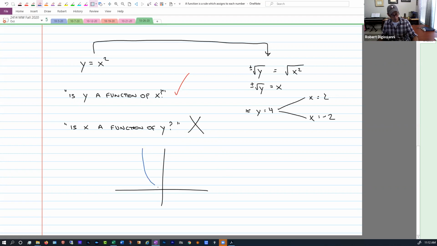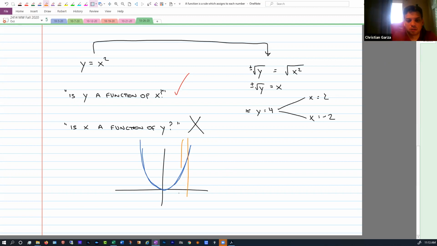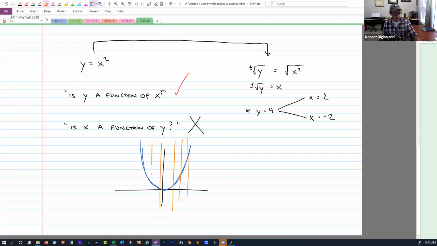Now, if you look at the graph of y equals x squared, we all know what it looks like, right? Is that a function of x? So how do we check to see if it's a function of x? What's the good old thing we do when we have the graph? Vertical line test. As long as we don't hit the graph more than one time, then we'd say it is a function, right? What I want you to understand now is that the vertical line test is what we use to check to see if we have a function of x.